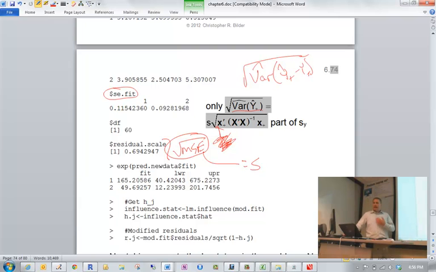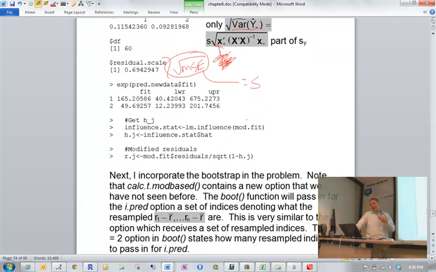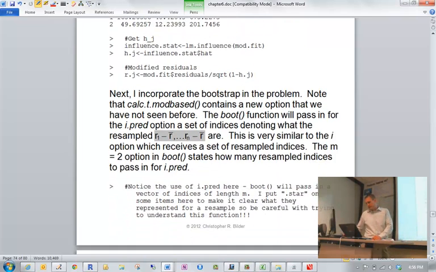Okay. Now to do the bootstrap here, of course, I'm going to need to get the mean adjusted modified residuals. So I pull out the hat matrix diagonal values. I find the mean adjusted. I find the modified residuals, and then eventually I'll find the mean adjusted modified residuals.